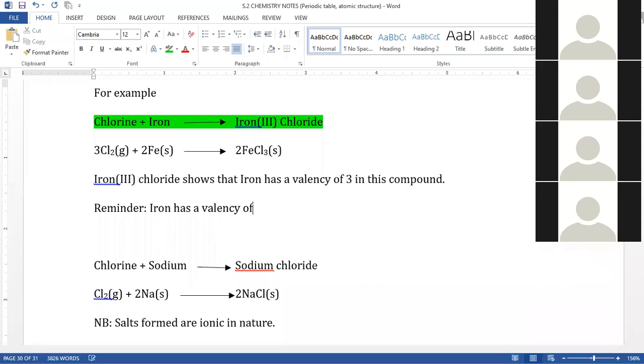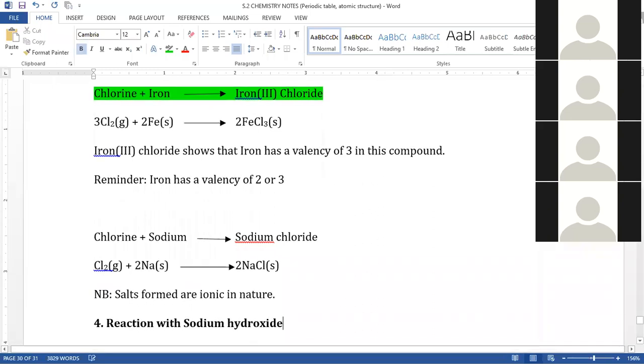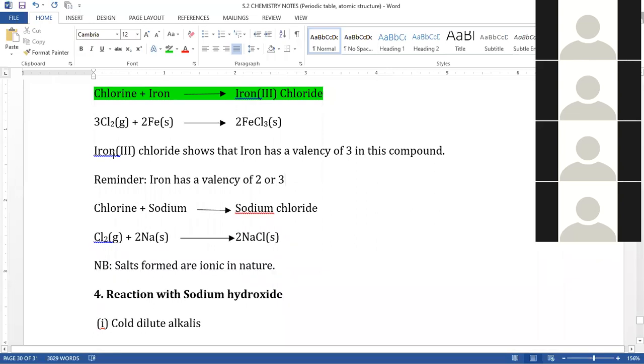These are some of the reactions that we'll be looking at later, probably in senior 3, because we have a full topic, which is chlorine and its compounds. So we go into details to see how is iron 3 chloride formed? How is sodium chloride formed? That is something that we'll look at as we get to senior 3. But for now, you need to note that halogens react with metals to form salts that we call halides.